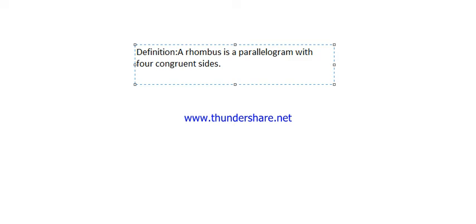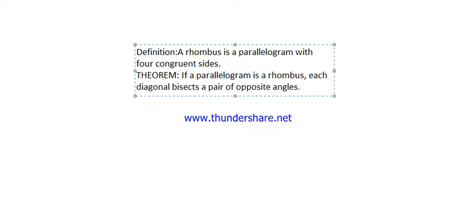Moving on, we're going to talk about theorems of a rhombus. Definition: a rhombus is a parallelogram with 4 congruent sides. Theorem: if a parallelogram is a rhombus, each diagonal bisects a pair of opposite angles. Now, we're going to prove this statement.